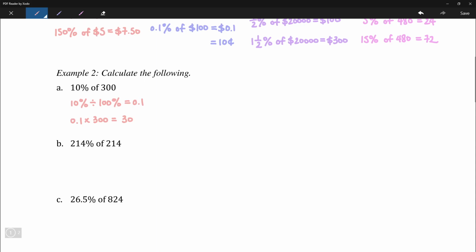Next one is very similar. First we're going to turn 214% into a decimal. So we're going to get 2.14. Then we're going to multiply by 214, which will give us 457.96.